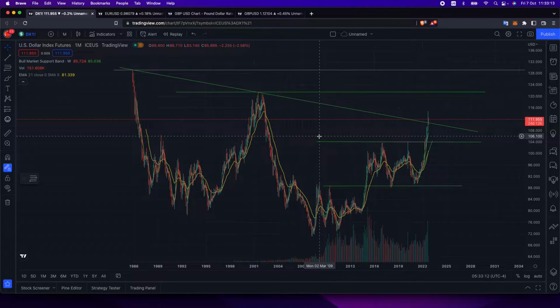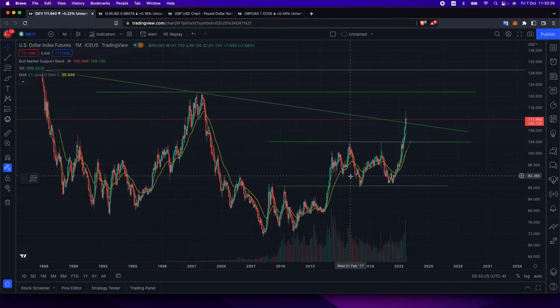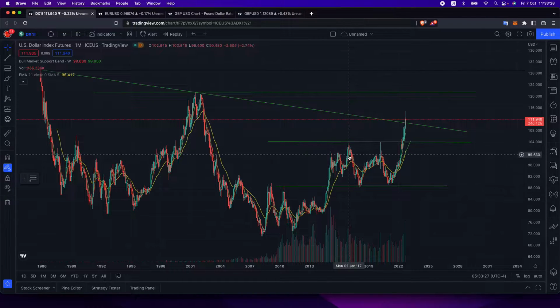there's a sort of inverse correlation between this and the traditional markets and also the crypto markets. So, for example, whenever there's a bull market in crypto, which happened here in 2016 to 2017, that was when the DXY was going down.